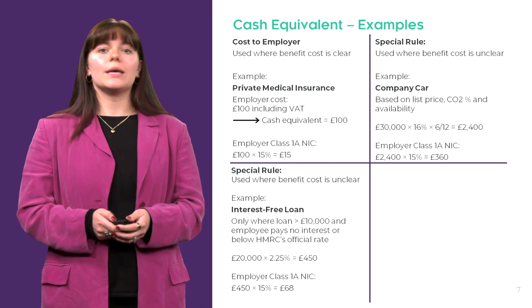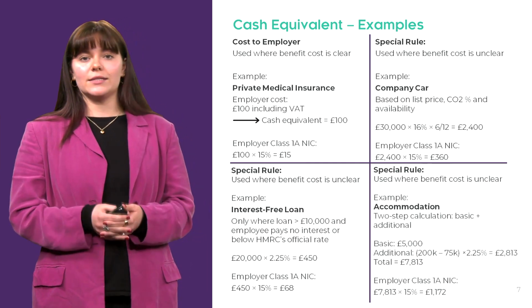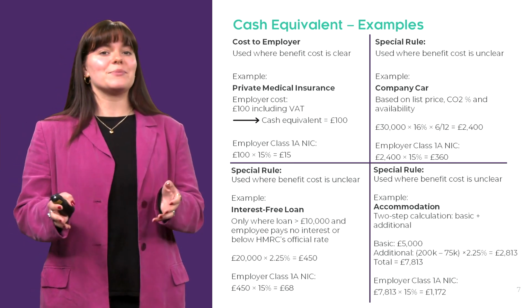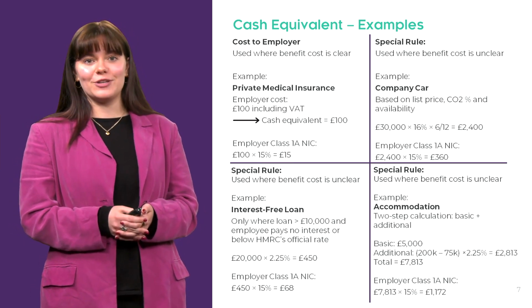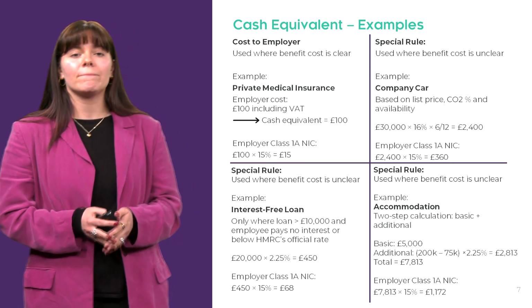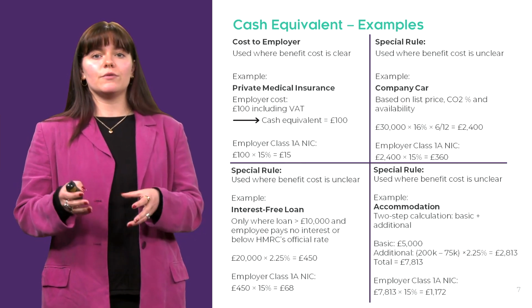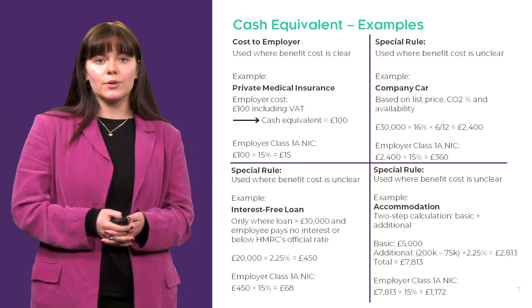Finally, we come to employer-provided accommodation. A taxable benefit arises where the employer provides accommodation that is not job-related. The cash equivalent is calculated in two steps. The first is the basic charge, which is the higher of the property's annual value or the rent paid by the employer.